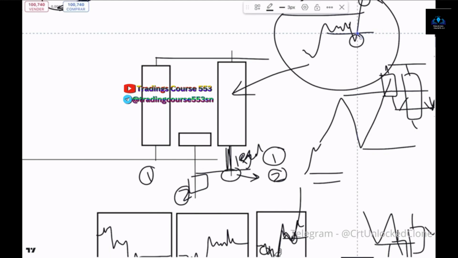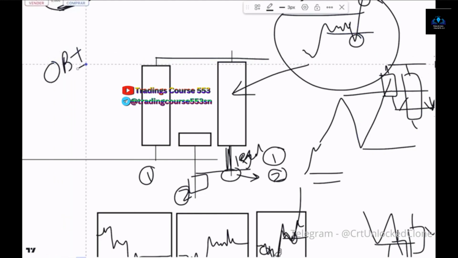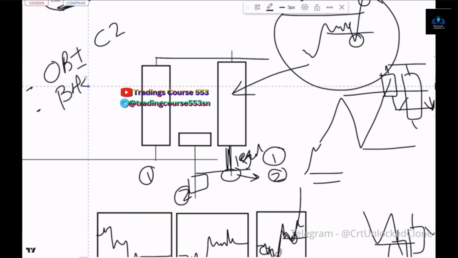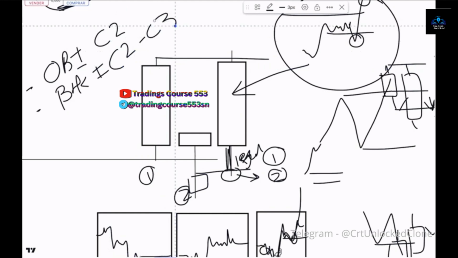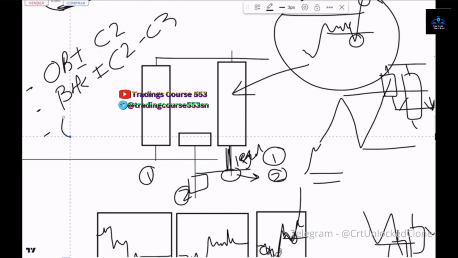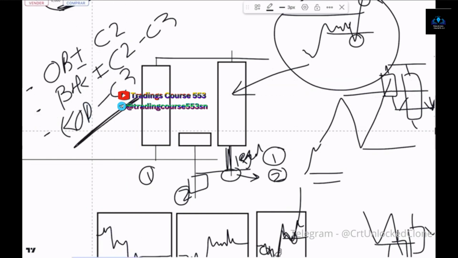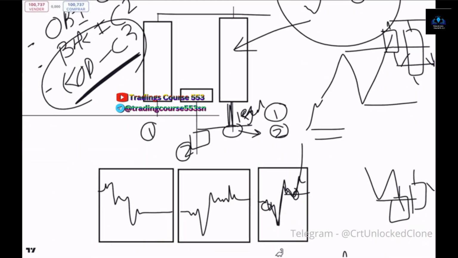So those are the three entries you have. You have model number 1 and candle number 2. And you have a breaker / OTE candle number 2 or 3, usually 3. And you have the Kiss of Death turtle soup in candle number 3. This is my favorite, right? And I'm looking forward to seeing many of you using this one. All right?